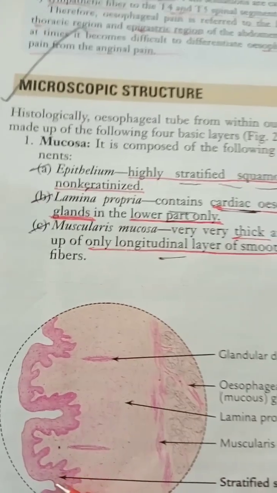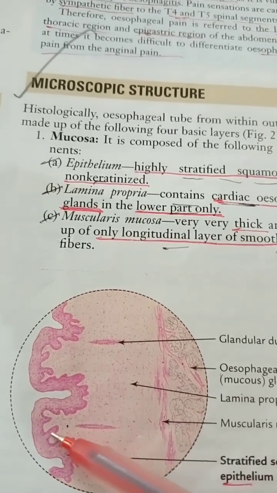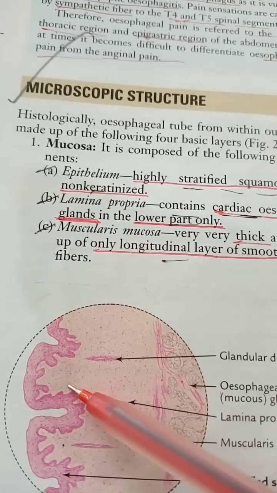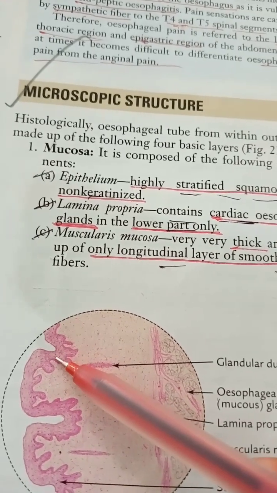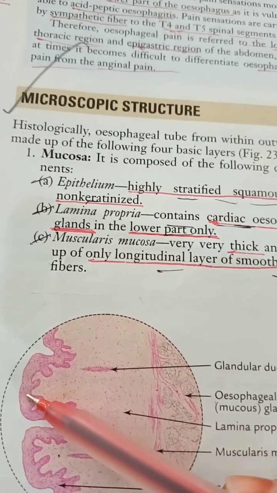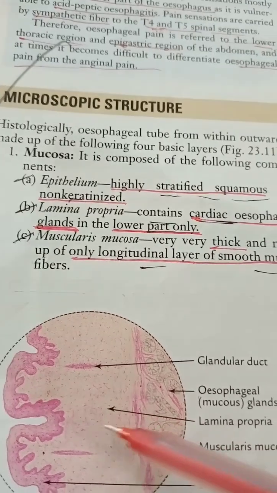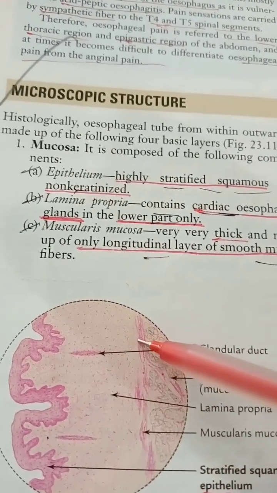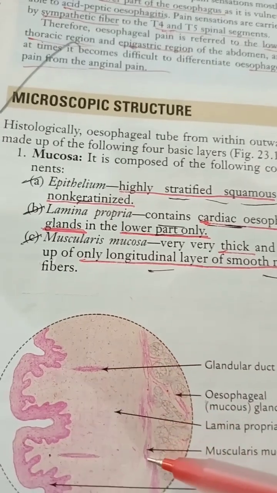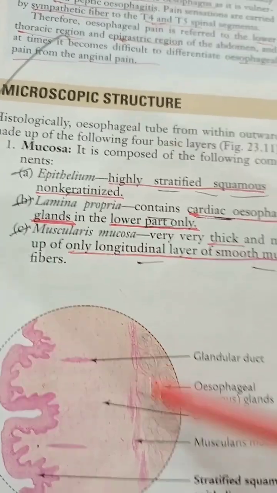From the lumen outwards, at first is the lining epithelium, which is non-keratinized stratified squamous epithelium. It is non-keratinized because it is moist, and stratified because friction occurs here from the food particles. Then this portion is the lamina propria, which contains glands, and then the muscularis mucosa, which contains a longitudinal layer of smooth muscle.